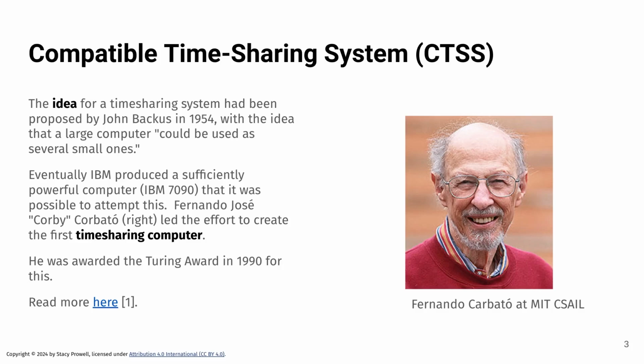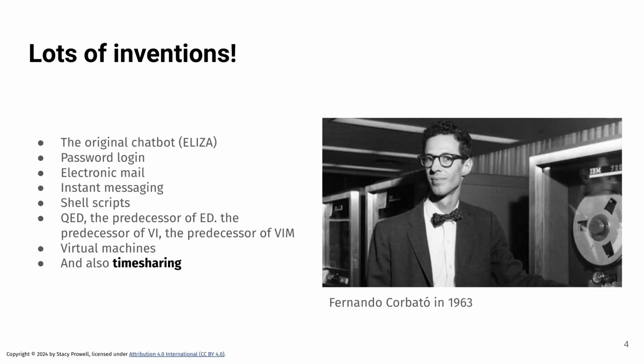And they all finally came together in the super powerful, for its time, IBM 7090. And now they say, hey, I think we have something where we can actually implement this idea of time sharing. So they reached out to Fernando Jose Corbato, there's a picture of him over at the right, to lead this effort. He was later, in 1990, awarded the Turing Award for his work on this project. Pretty cool stuff. Well, here he is in 1963, working on the time-sharing effort.